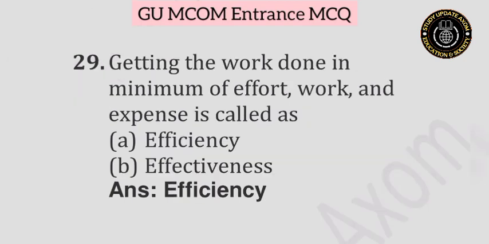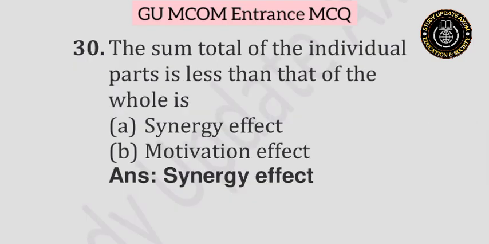Question number 29. Getting the work done with minimum effort, work and expense is called option A. Efficiency. Option B. Effectiveness. Answer is efficiency. Question number 30. The sum total of individual parts is less than that of the whole is option A. Synergy effect. Option B. Motivation effect. Answer is synergy effect.